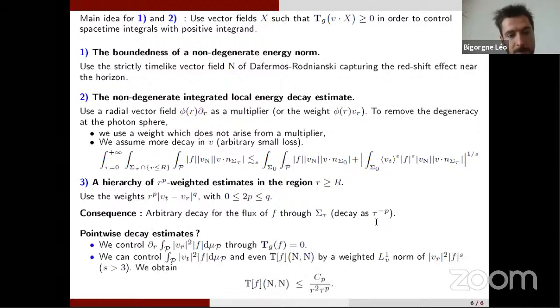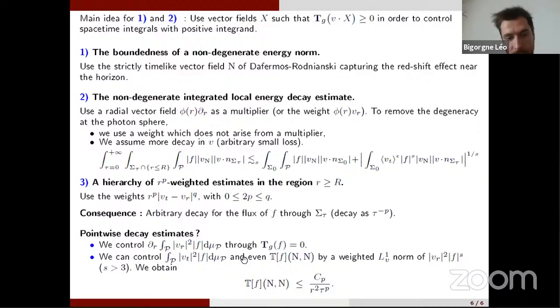And finally, let me briefly explain how to obtain the pointwise decay estimate. The main issue is that, in contrast with the case of the wave equation, we do not have a direct control of the L1 norm of the radial derivative of f. So here the idea is to use the massless Vlasov equation in order to control the following quantity: the radial derivative of the velocity average of f multiplied by the square of the radial component of the velocity vector.